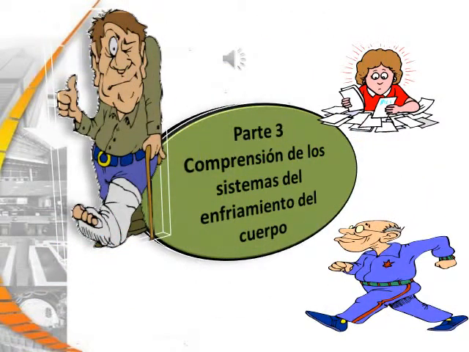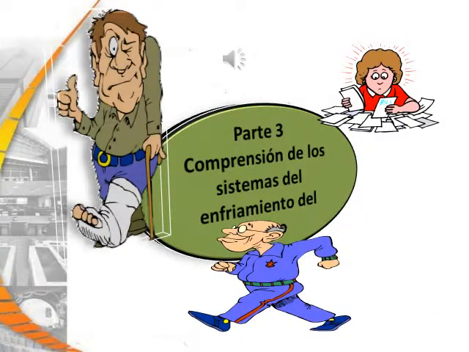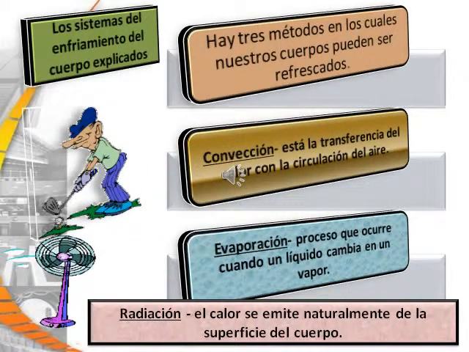Part 3, Understanding the body's cooling systems. There are three methods in which our bodies can be cooled. Convection is the transfer of heat through the circulation of air. Evaporation is the process which occurs when liquid changes into a vapor. And lastly, radiation. Heat is naturally emitted from the body's surface.